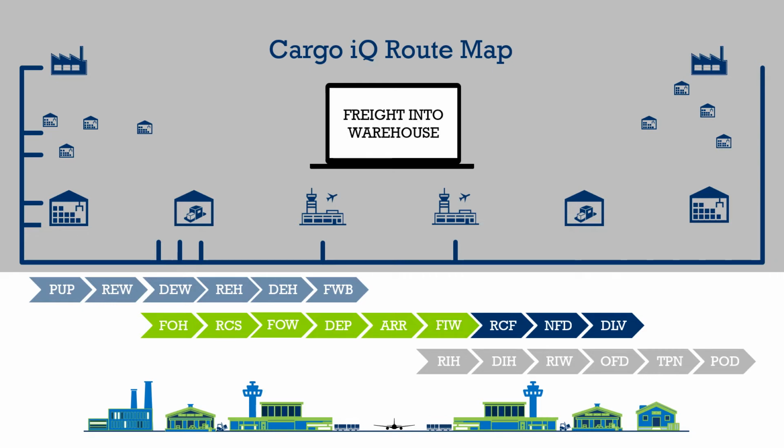It will then go into warehouse control with FIW. Now the checks for received cargo from flight are performed, RCF. And then the consignee is notified for pickup at destination, NFD. And finally, when the consignee picks up the shipment, it is DLV, delivered at destination airport.